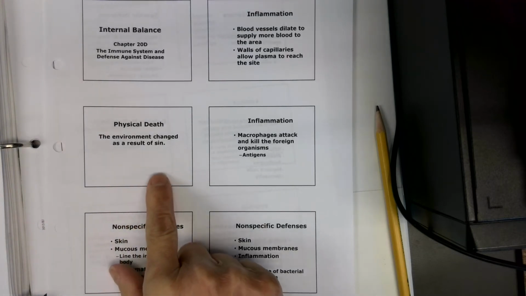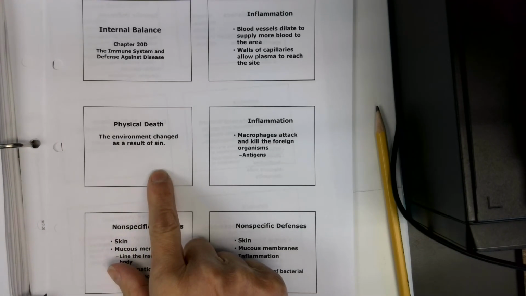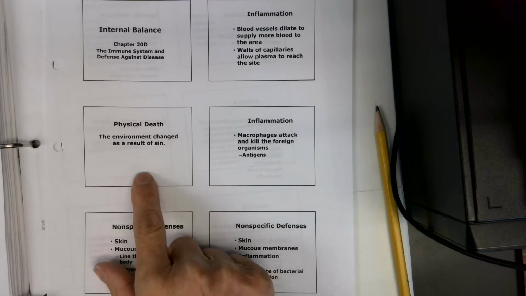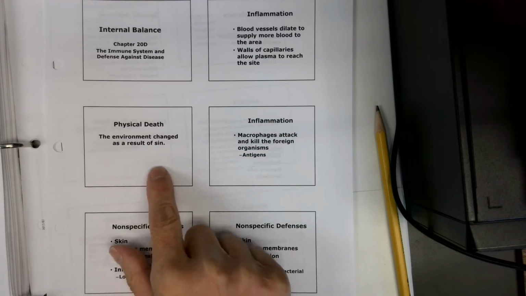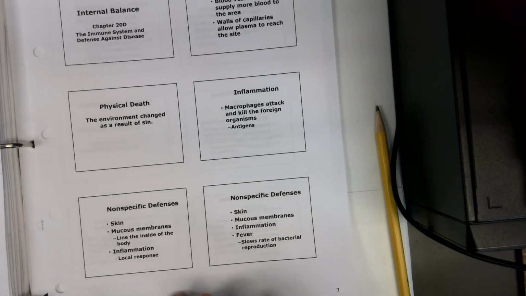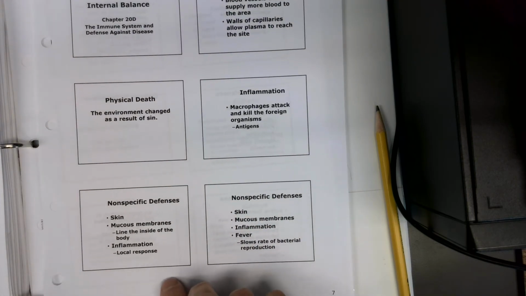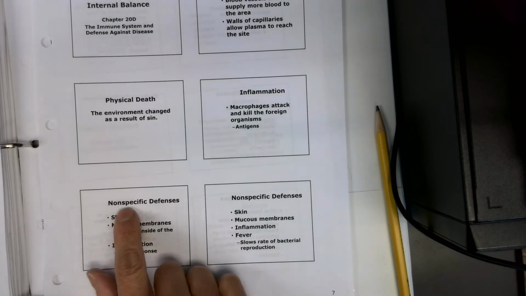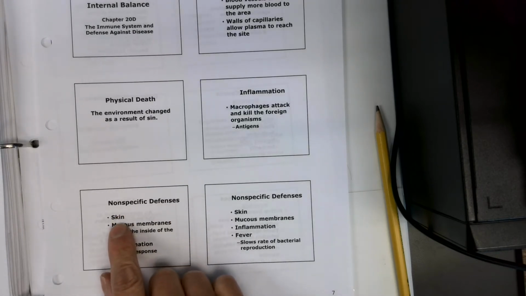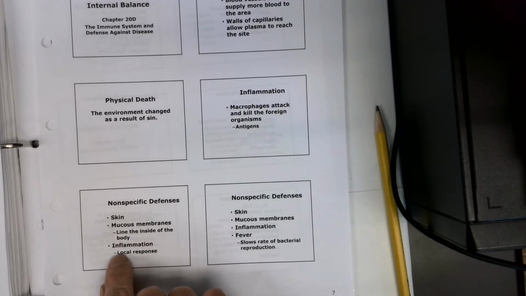The physical death of an organism means that environment is causing death as a result of sin. We don't see that that was the original part of God's design in His creation. Some non-specific defenses would be your skin, right? Protecting from anything and everything it's not meant to happen. Mucous membranes line the inside of our body, helping again to trap materials to keep them out.